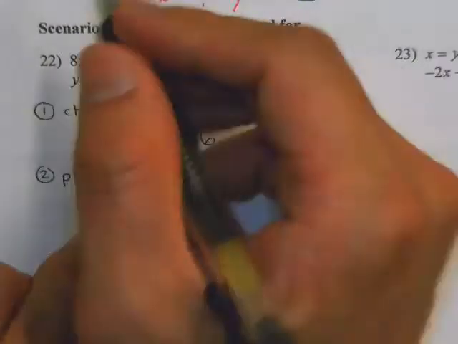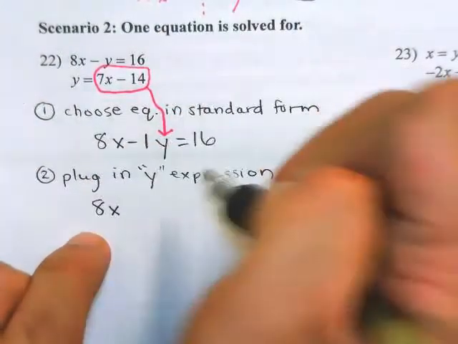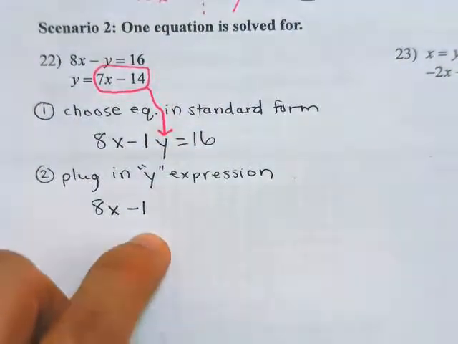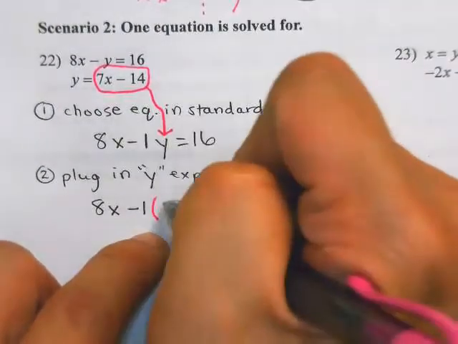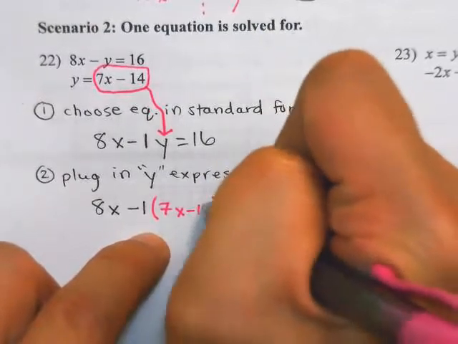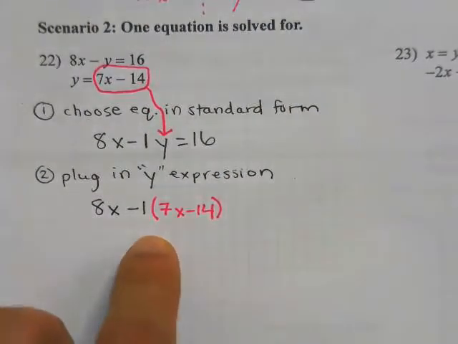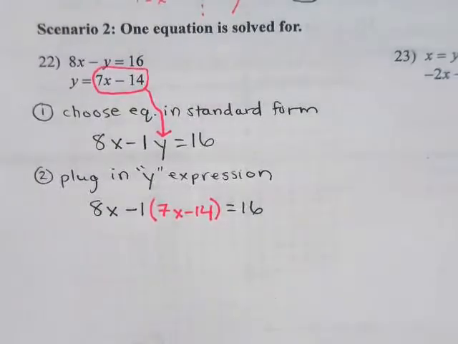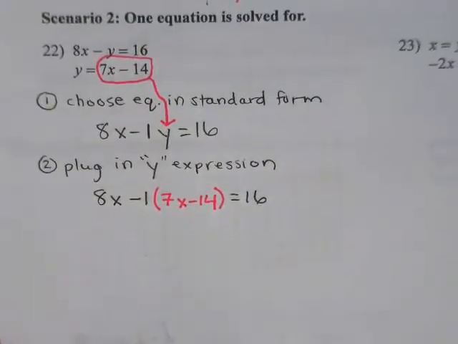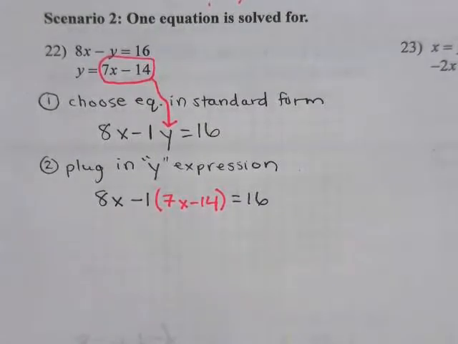So we're going to do a small rewrite. This is 8x minus 1, and now instead of writing y, we're going to put in the expression 7x minus 14 equals 16. So this is why, again, it's called substitution. We're just plugging in an equation inside another equation.